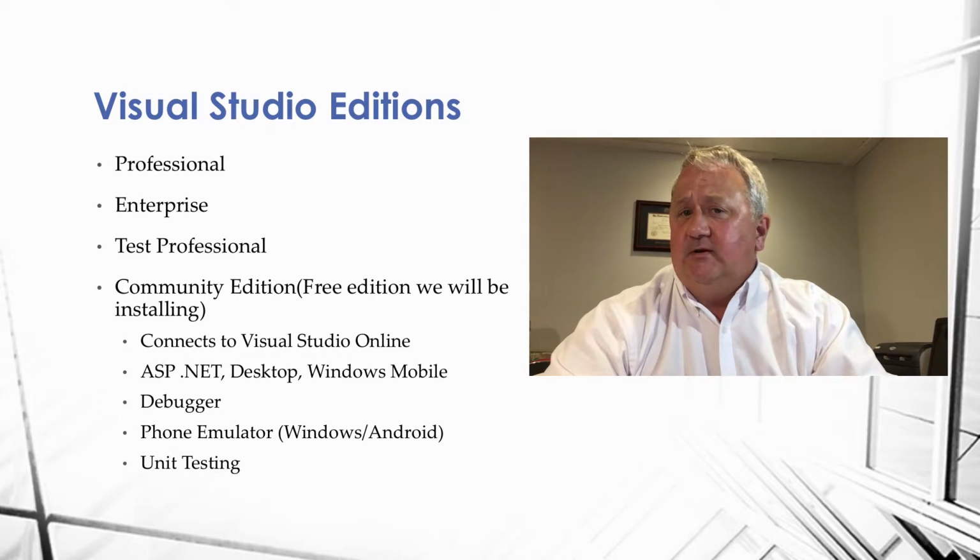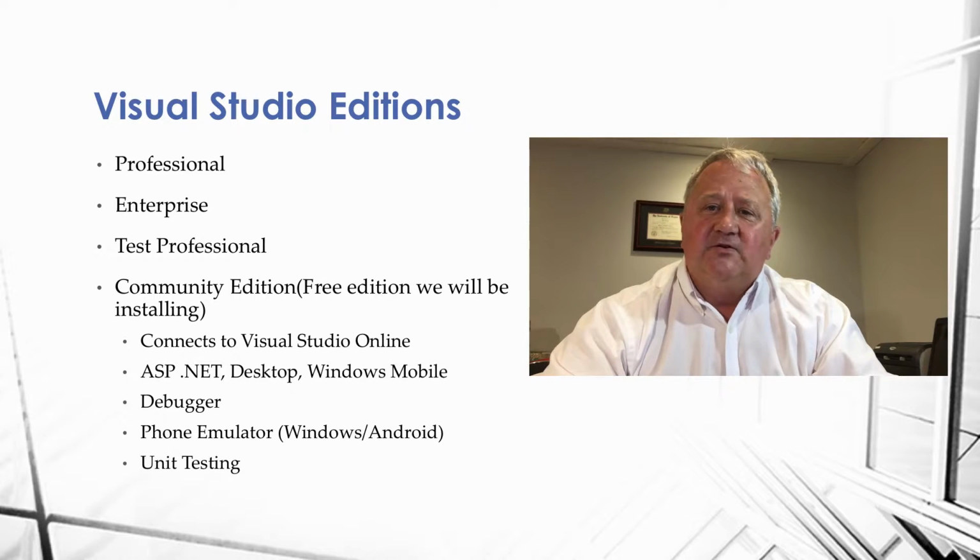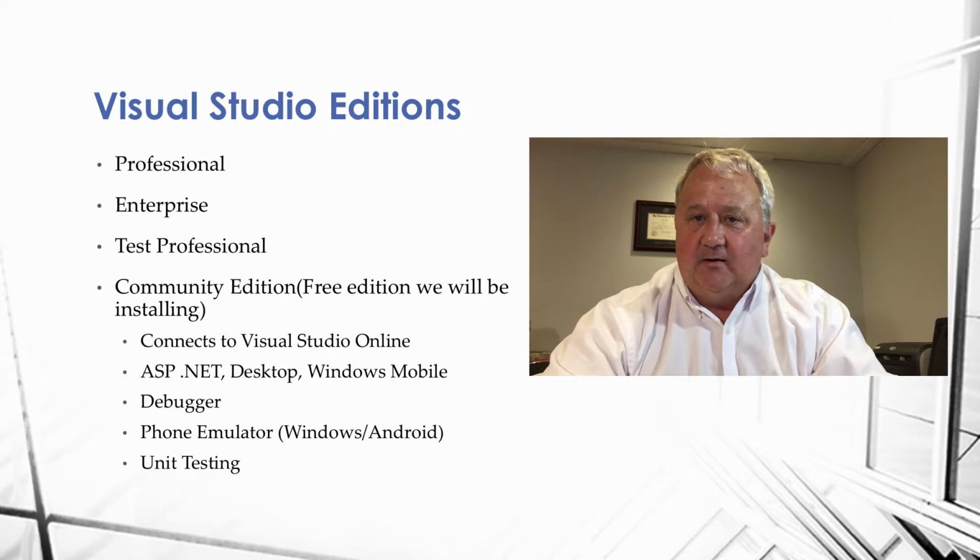Visual Studio comes in a number of editions. The Professional Edition is the entry-level paid product. Next is the Enterprise Edition that includes all of the features and is the most expensive of the editions. There's also a Test Professional Edition that contains some of the specific features that support the quality assurance function. The last edition is the Community Edition, which is the version we'll be using for this class.